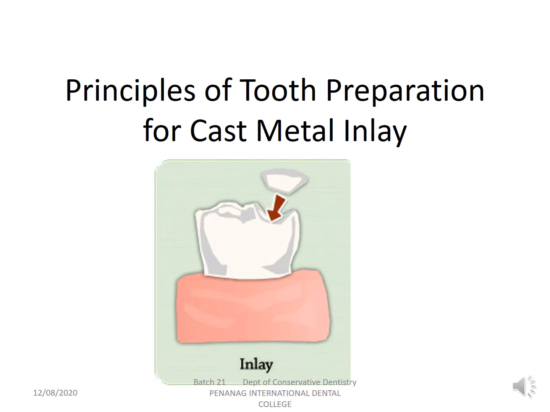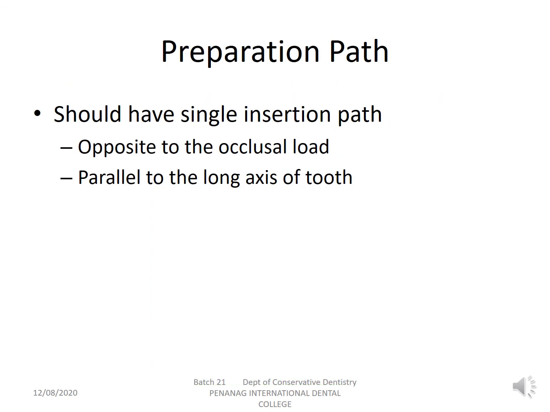So let's go into the principles of tooth preparation for a cast metal inlay first. Preparation path. When you are preparing a tooth for a cast metal restoration, you should make sure that the preparation has a single path of insertion. This path of insertion should be opposite to the occlusal load and parallel to the long axis of the tooth.